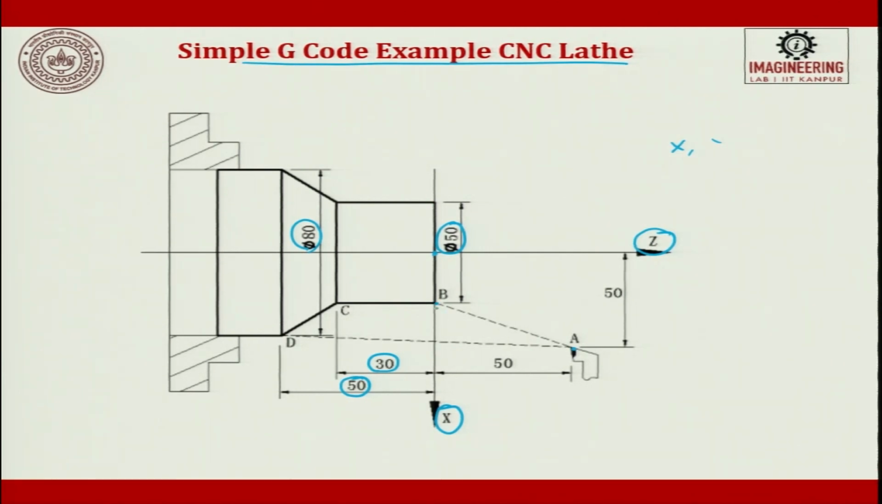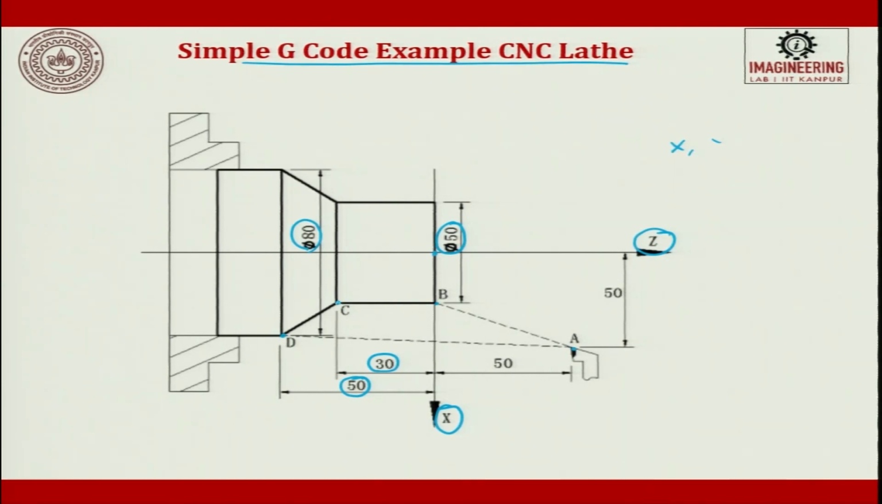So, from here we go from A to B, from B it goes to C, and from C it goes to D, and at D it tries to finish the component. So, we are going to write our CNC program accordingly. We are not going to do facing operation. This is only an example. So, we are supposed to know how to write the coordinates along the given points A, B, C and D. So, it is very easy.